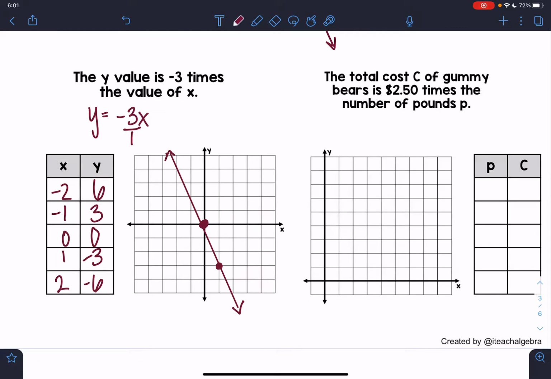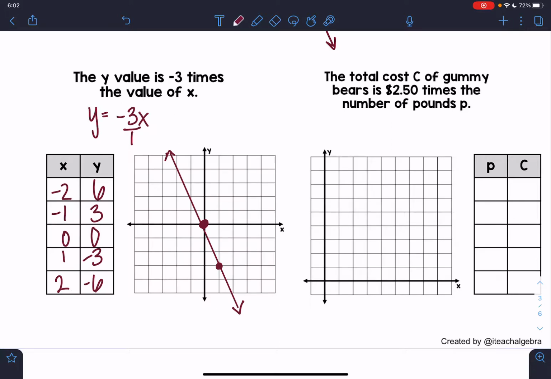Here it says the total cost C of gummy bears is $2.50 times the number of pounds P. Okay, so it says my total cost C of gummy bears. So I like to think of my Y as kind of like the total cost, okay?